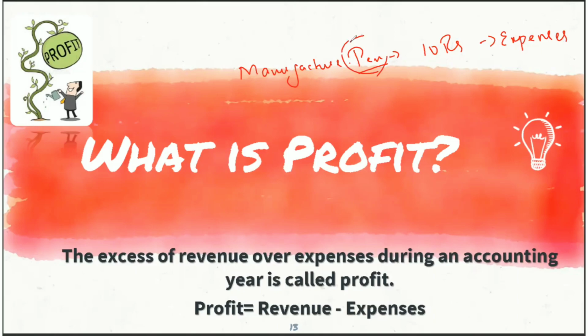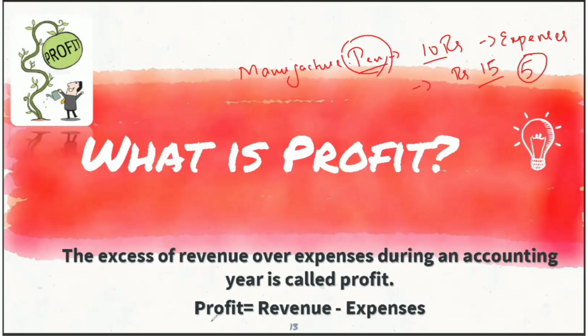What is the total price he is paying? 10 rupees he has already spent. It's an expense. Now, if he sells the pen for 15 rupees, is it not more income we have got? A 10 rupees pen we have sold for 15 rupees. So how much is the profit we have got? 5 rupees is the profit. Now you can see the formula here. Profit is equal to revenue minus expenses.